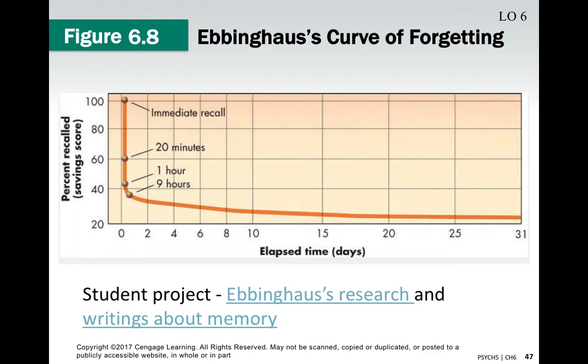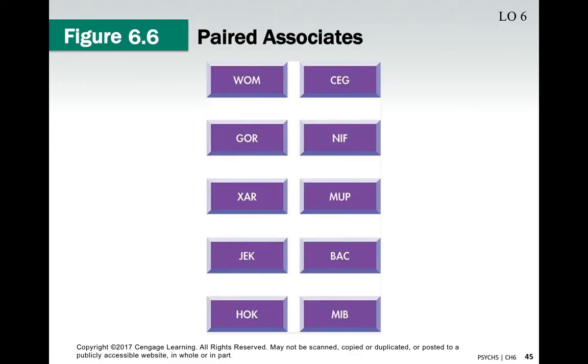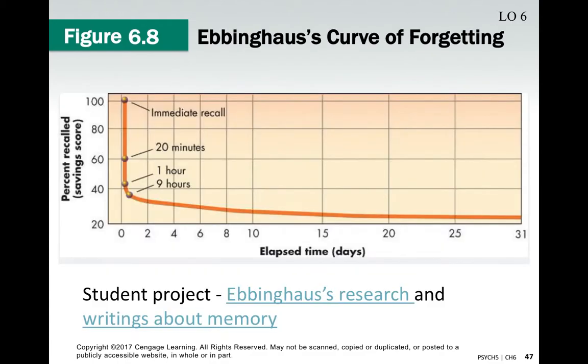Ebbinghaus is a researcher who was really interested in forgetting. He used those nonsense syllables to study forgetting. He would provide people with a list of nonsense syllables just like this, maybe longer, maybe shorter, depending on the research questions. He would test people immediately on their recall, and then also test them over the course of maybe 2 days all the way up to a month later.